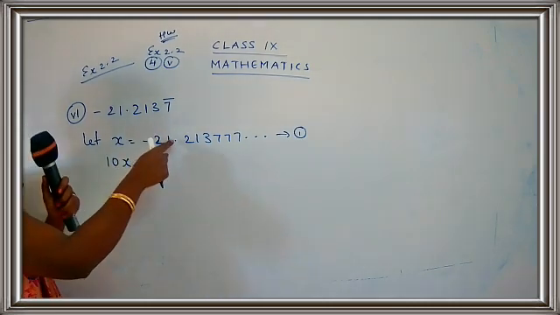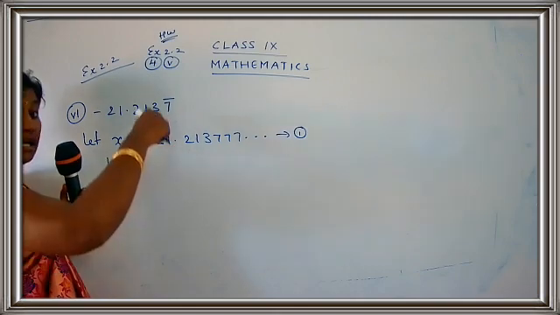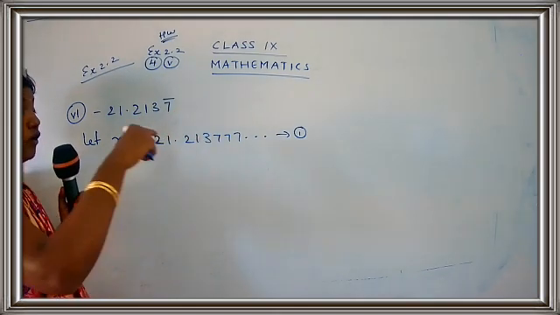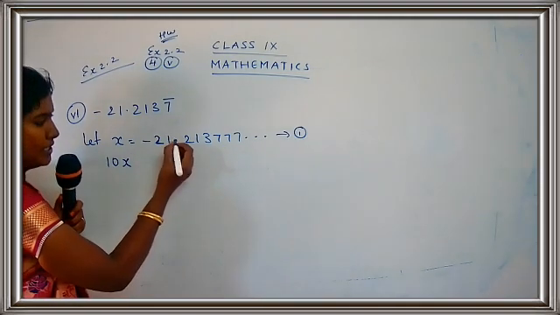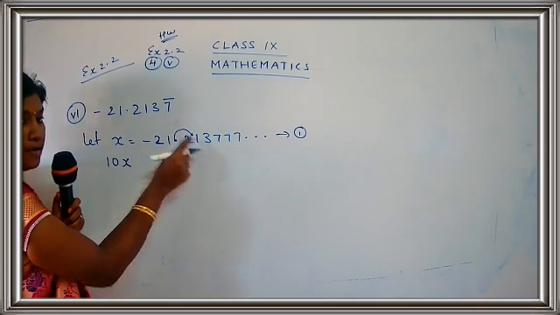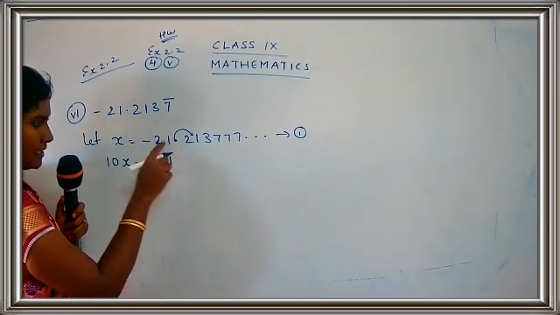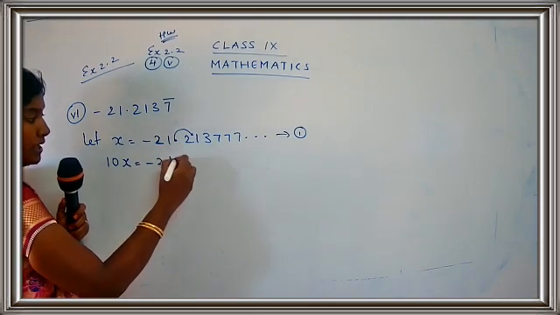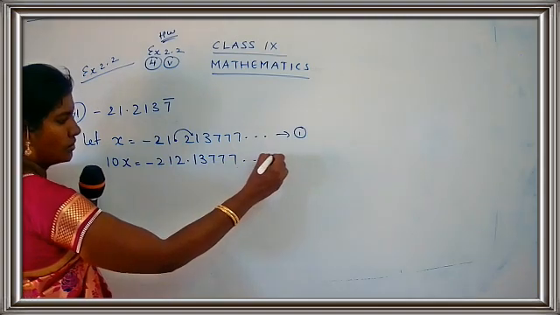Where is the decimal point going to move? The decimal point is going to move to the right by 1 place. This point is going to come over here. The next place, it is going to shift 1 place ahead. So you get minus 21, that is already present. Now 2 comes here. So this is 21.1377 and so on. This is number 2.